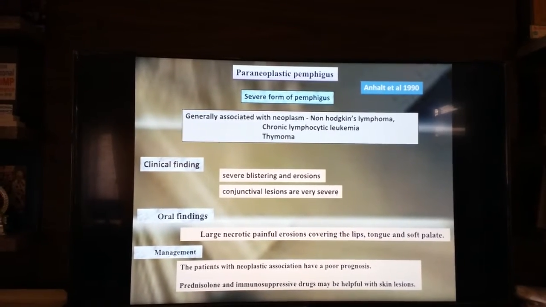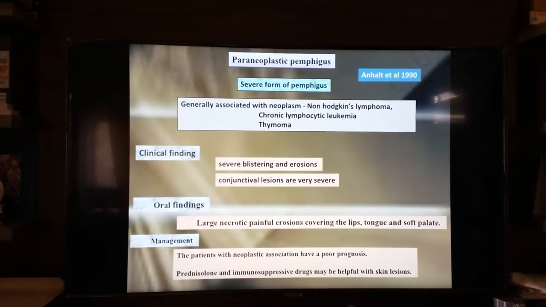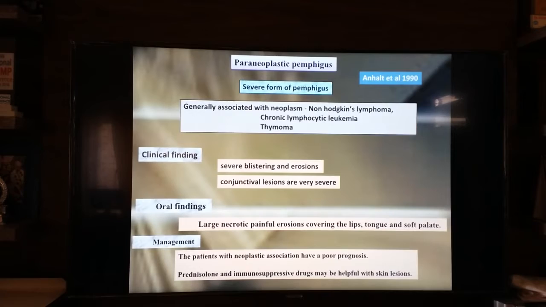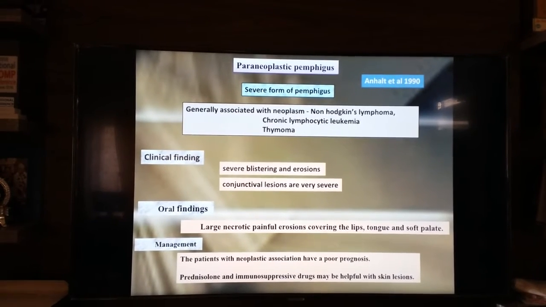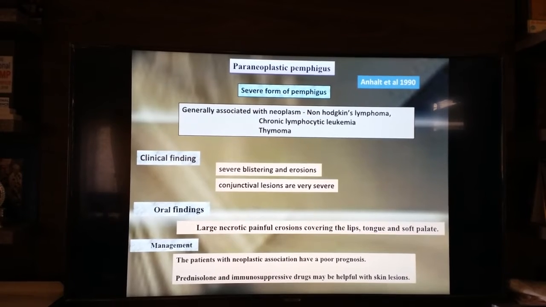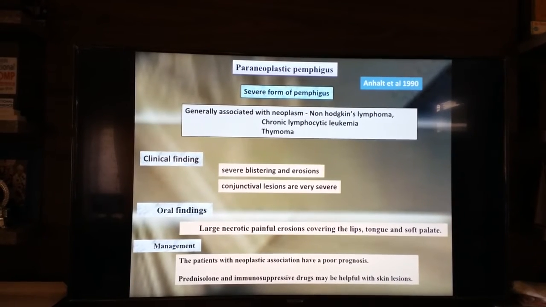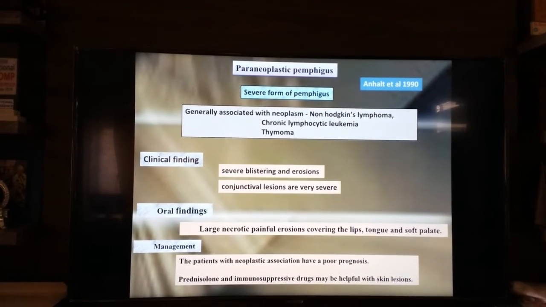In the mouth, you will find very painful necrotic lesions that can occur on the lips, tongue and soft palate. Usually, such patients will have a poor prognosis. Giving prednisolone or corticosteroids is the last way of treating such patients. Sometimes immunosuppressive drugs can also be helpful for skin lesions.